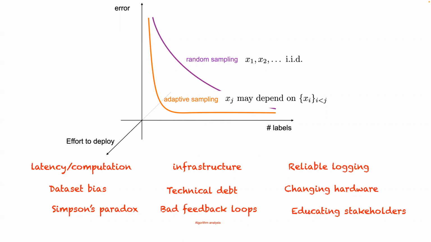And related to this is getting reliable logging. If you're doing adaptive data collection, now you have a biased data set almost by design, and that can lead to other downstream issues. Hardware is constantly changing, software is changing. In the worst case, you can get terrible feedback loops and Simpson's paradox type issues.